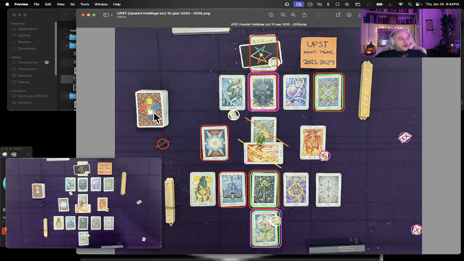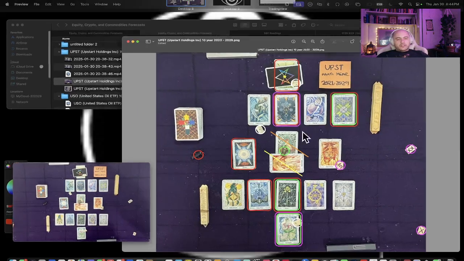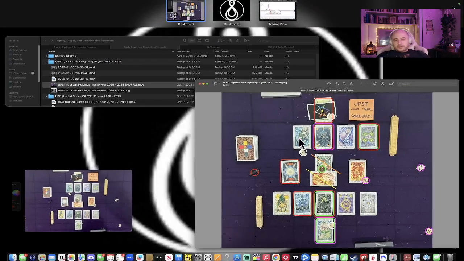All right, so let's take a look. Let's put this up against the chart and see how it's looking thus far.